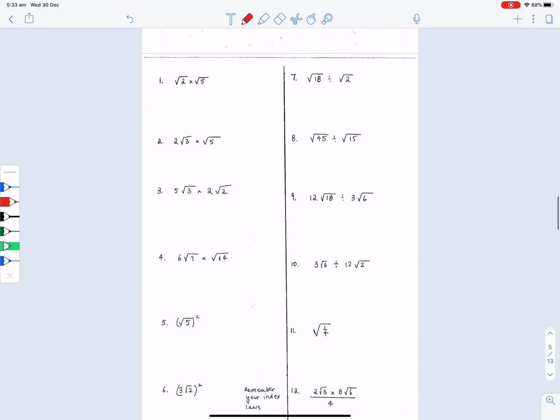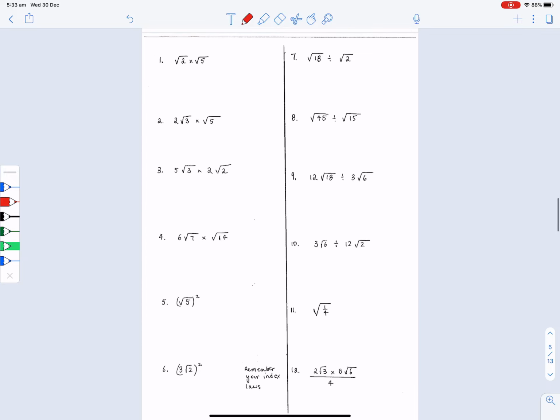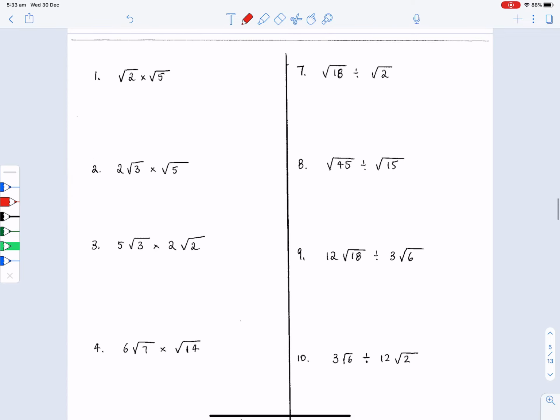Okay, so now we move on to some more examples. Question 1. Do you think you know what the answer is there? Root 2 times root 5. It's simply going to be root 10. I don't need to show the working out. I don't need to do this every single time, okay? Just root 10 is fine.